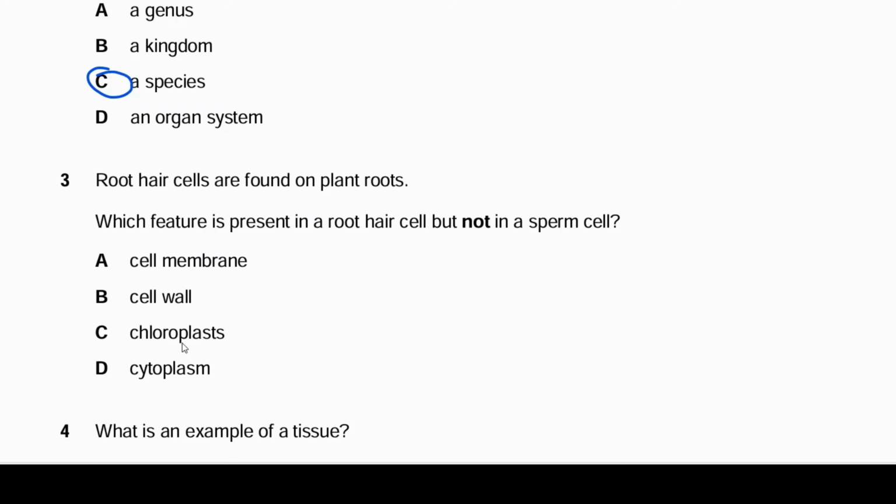Root hair cells are found on plant roots. Which feature is present in a root hair but not in a sperm cell? Okay, this is incorrect. I was expecting this answer from you. Roots do not have chloroplast. Yes. So it's cell wall.